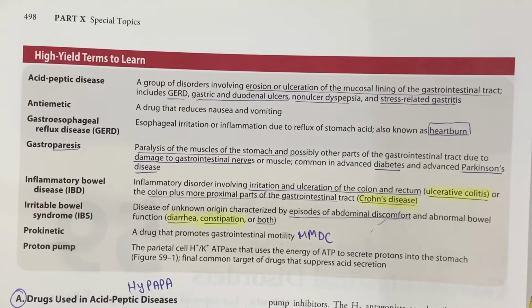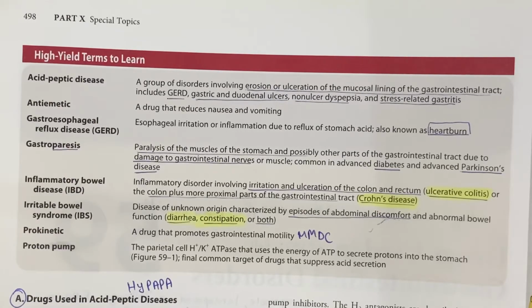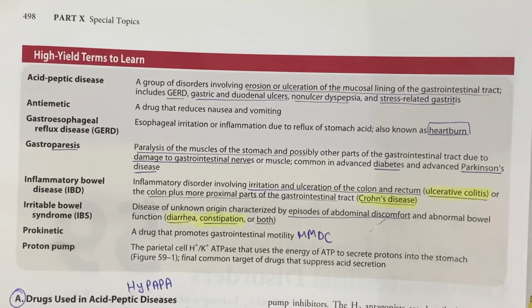Gastroparesis: the paralysis of the muscles of the stomach and possibly other parts of the GIT due to damage of the gastrointestinal nerves or muscles, common in advanced diabetes and Parkinson's disease, is known as gastroparesis. It occurs in two conditions, Parkinson's disease and advanced diabetes.